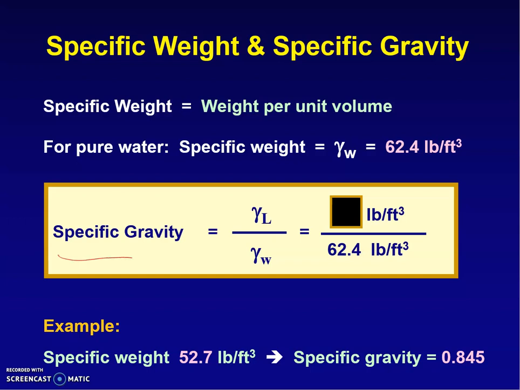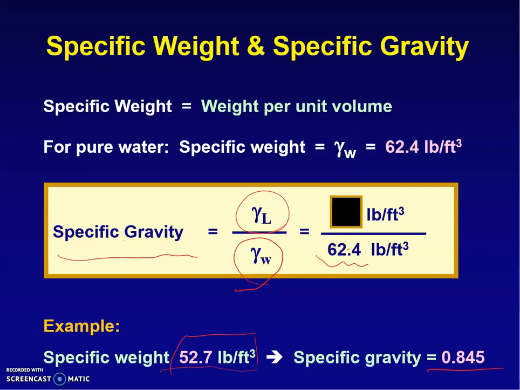Then we have specific gravity, which is the ratio of specific weights or densities of any liquid with respect to water. Water is 62.4. Whatever liquid you want to calculate, put it here. If you have the density, you can get the specific gravity. For example, the specific weight of a liquid is 52.7. What is its specific gravity? You just divide this number by 62.4. You get 0.845. It's a dimensionless number because it's the ratio of densities.